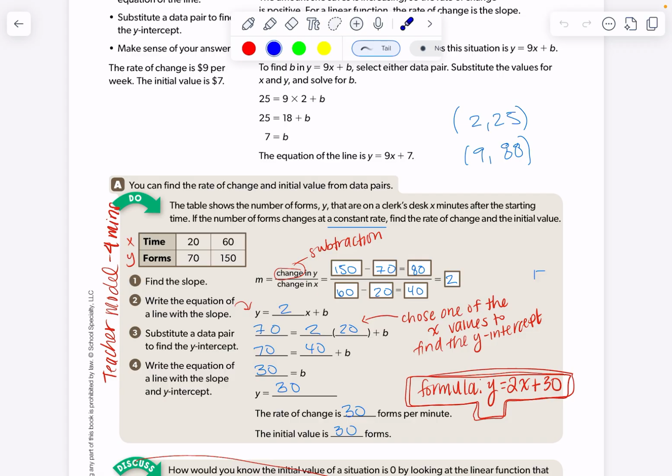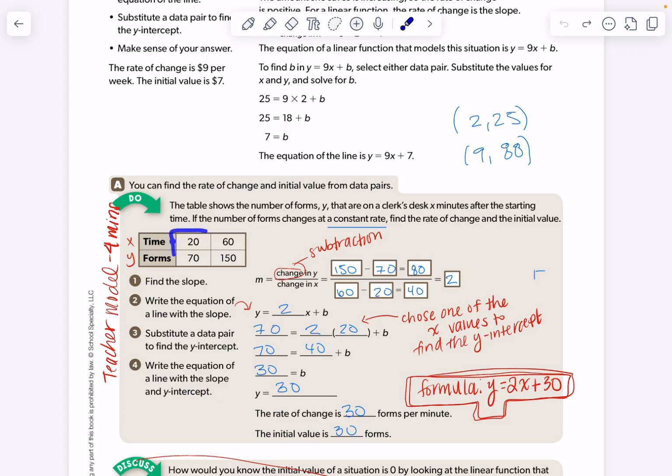From there, I can substitute a data pair to find the y-intercept. So I can choose whether I want to use the numbers 20 and 70 for my x and my y, or maybe I want to use 60 and 150. It doesn't matter. I will get the same answer because it says that my forms are changing at a constant rate, meaning that it doesn't matter which values I choose, I'm going to have the same constant.